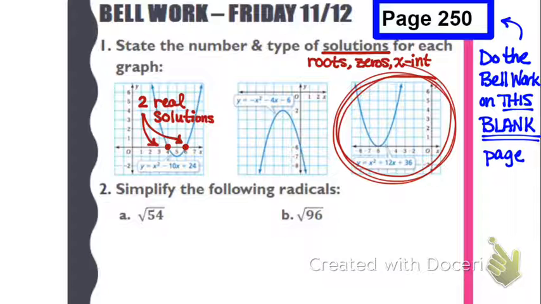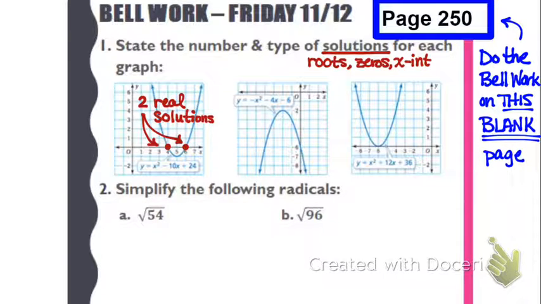I skipped the one in the middle on purpose. We'll come back to it. This one has 1. Right here, there is 1 x-intercept. So 1 real solution. Right there.